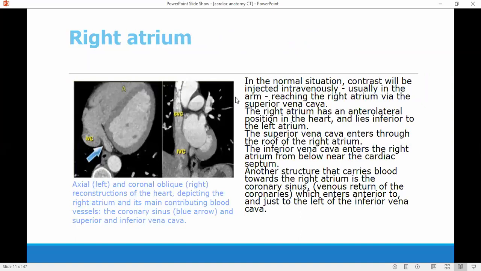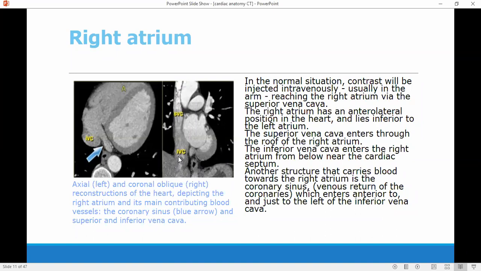In the normal situation, contrast will be injected intravenously, usually in the arm, reaching the right atrium via the superior vena cava. The right atrium has an anterolateral position in the heart and lies inferior to the left atrium. يعني هو anterior and inferior. The superior vena cava enters through the roof of the right atrium, يعني from above, from the roof of the right atrium. The inferior vena cava enters the right atrium below and near the cardiac septum.